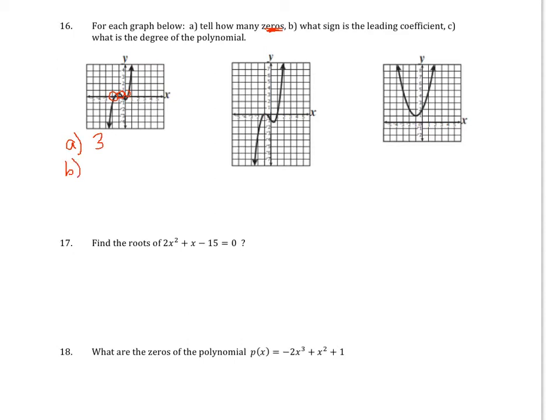Part B, what's the sign of the leading coefficient? That's all based on what the end behavior of the graph is, and on the end it's going up, so that means that the leading coefficient is positive. Part C, what's the degree of the polynomial? Well, it's going opposite directions on the left side and the right side. And you can see how many turns it has. It has 2 turns. So the number of turns is the degree minus 1. So if it has 2 turns, then that means the degree is 3.